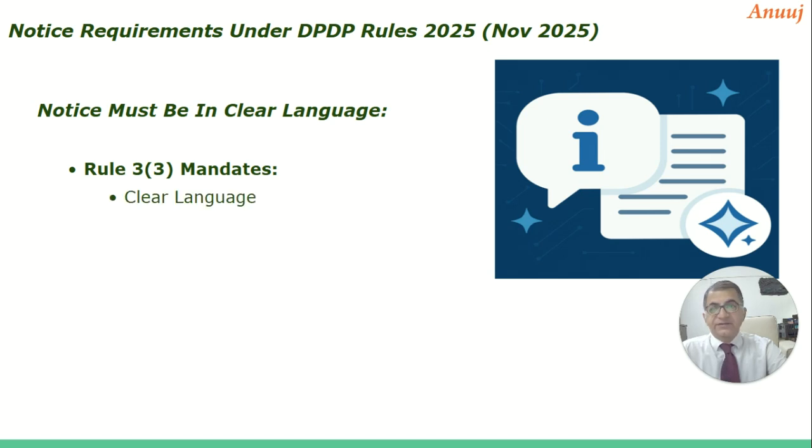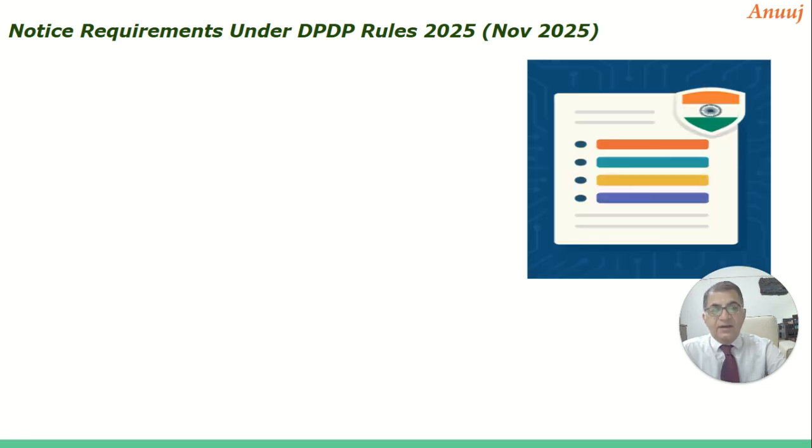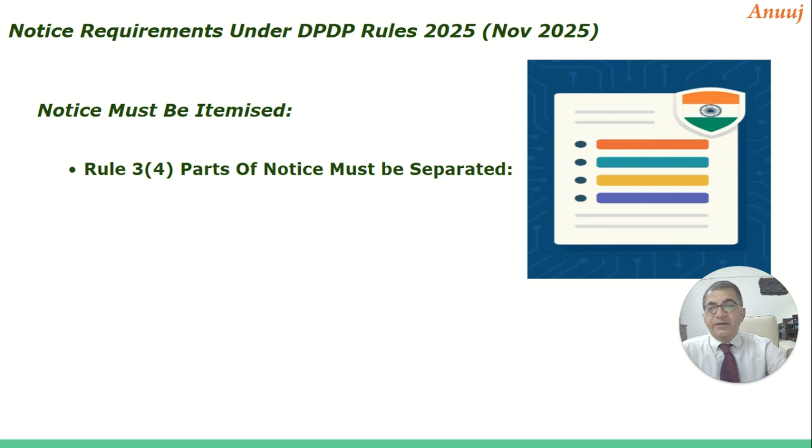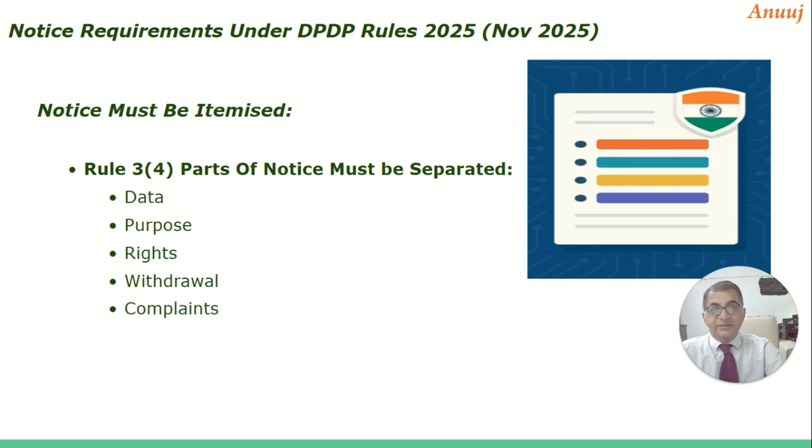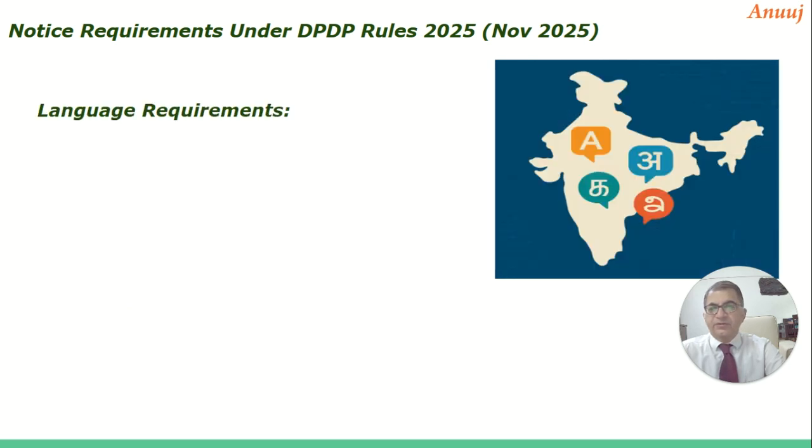Notice must be in clear language, simple, no technical jargon, no legal jargon, easy to understand. It should be itemized, so different parts of the notice are segregated. For example, maybe even color coded separately: data segregated, purpose segregated, rights, withdrawal, so that people can easily read and understand what you are talking about. They should not get confused, juggling up and down to understand or mixing and matching. And then, of course, how do you raise complaints out of it?